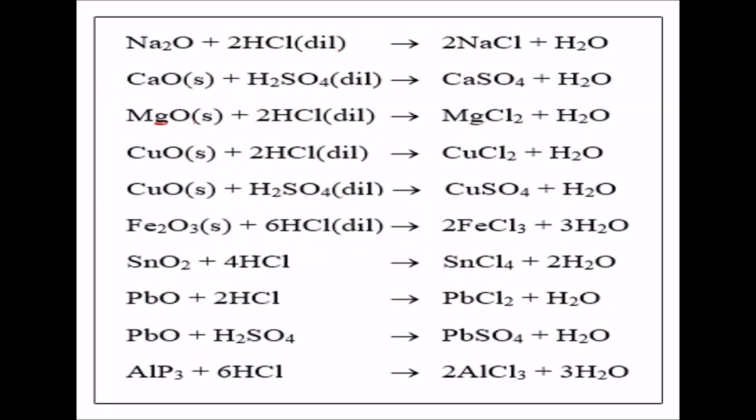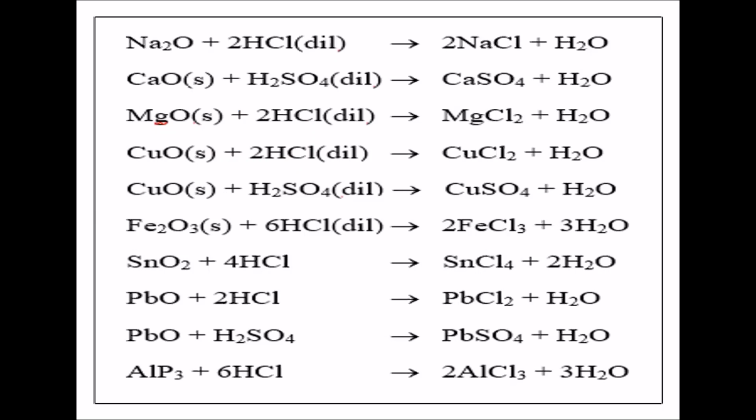Sodium oxide plus HCl gives rise to sodium chloride plus water. If you see the reactants, the first part of those reactants: Na2O, sodium oxide; CaO, calcium oxide; MgO, magnesium oxide; next copper oxide; next Fe2O3, iron oxide; then stannum oxide; Pb, lead oxide; and aluminium. So that last equation is aluminium oxide, it is not P. Okay, you see, all those metal oxides are reacting with acids.